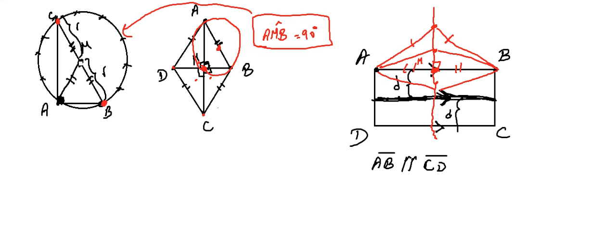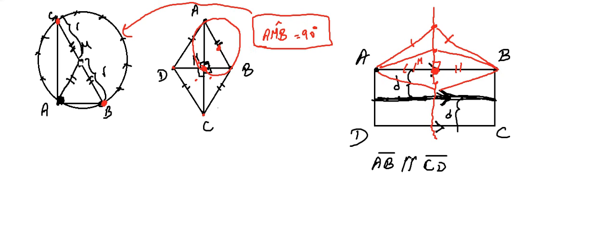Okay, I still have some time also. Let's see what is the set of points equidistant from the points A, B, C, and D? First, what is the set of points equidistant from A and B? I said it's the perpendicular bisector of AB.